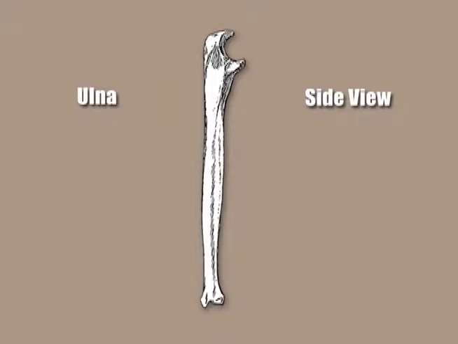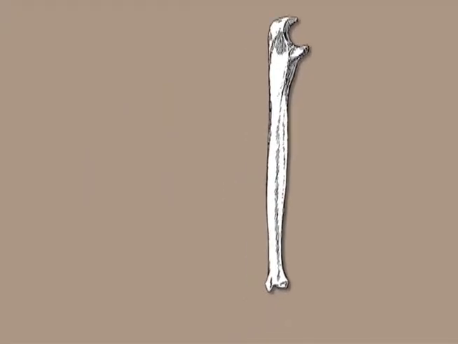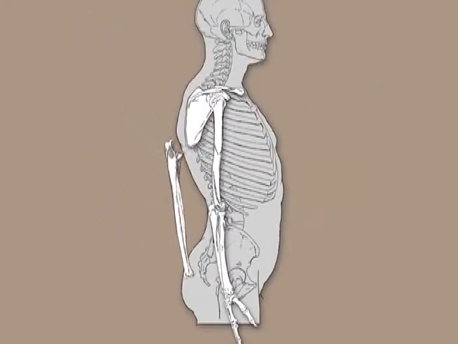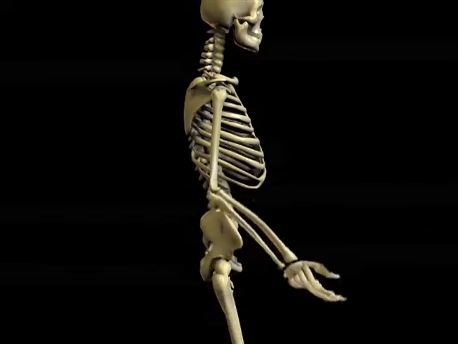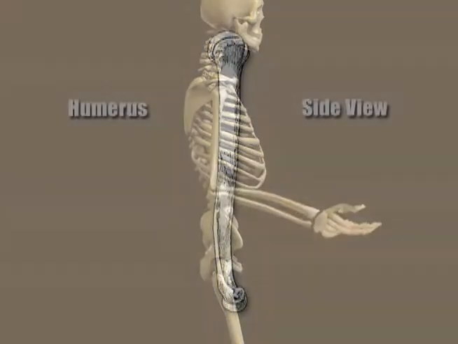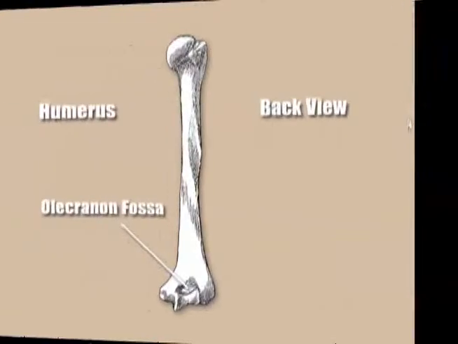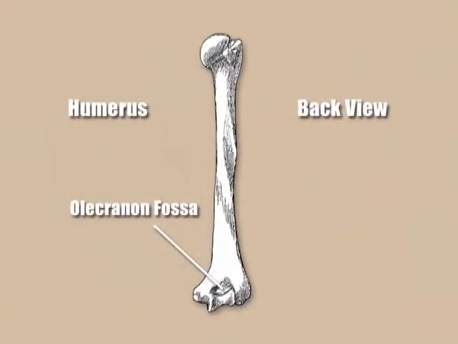At the upper end of the ulna, the olecranon hooks and rotates around the trochlea. This rotation is limited by an indentation in the back of the humerus called the olecranon fossa.